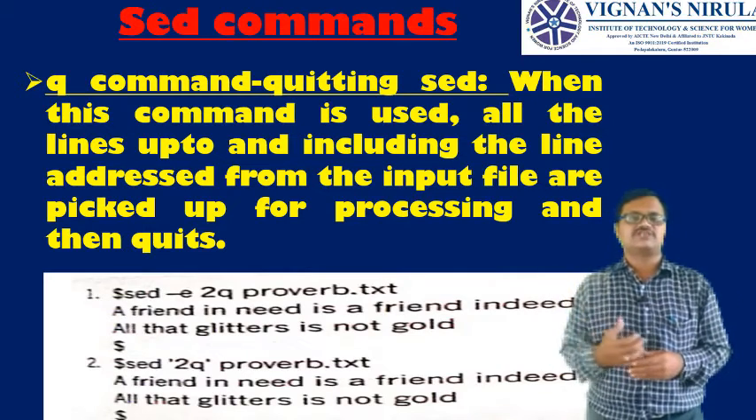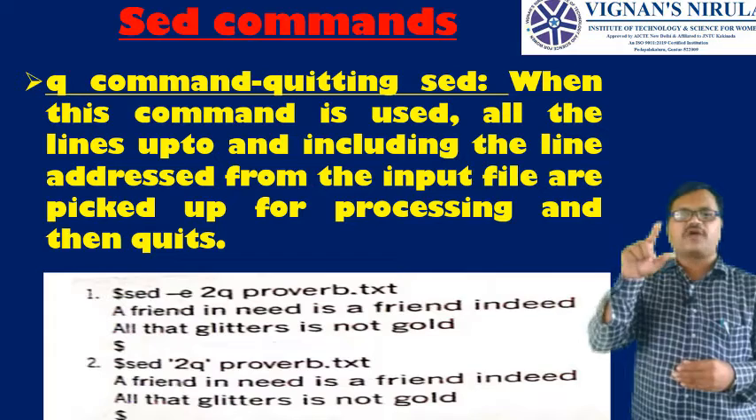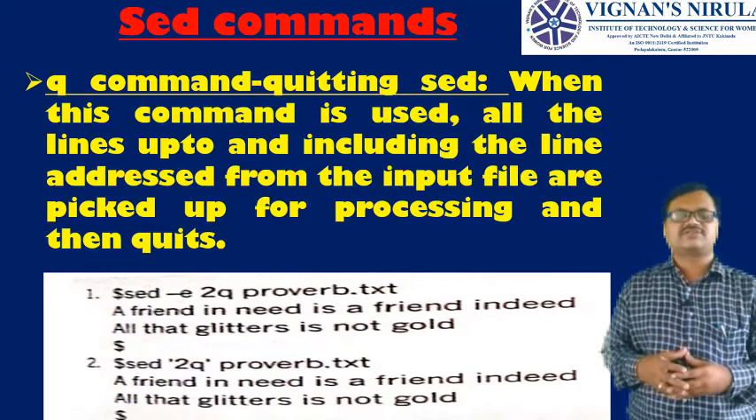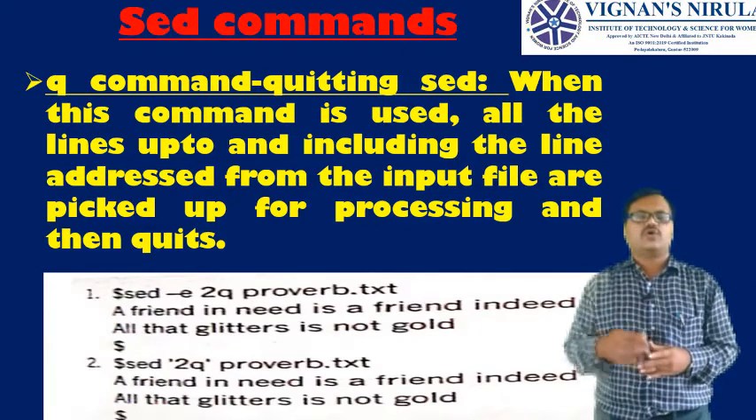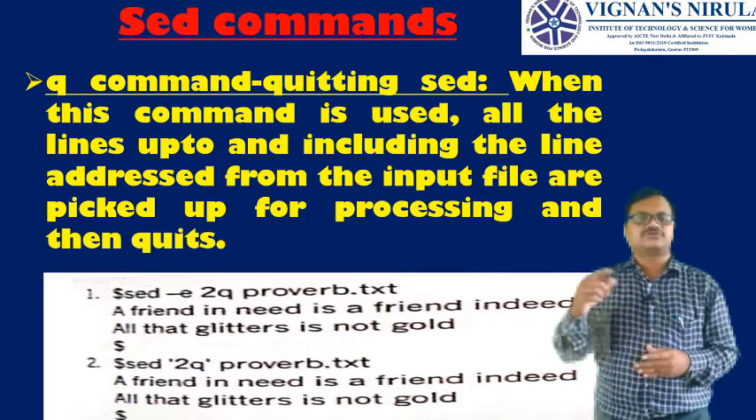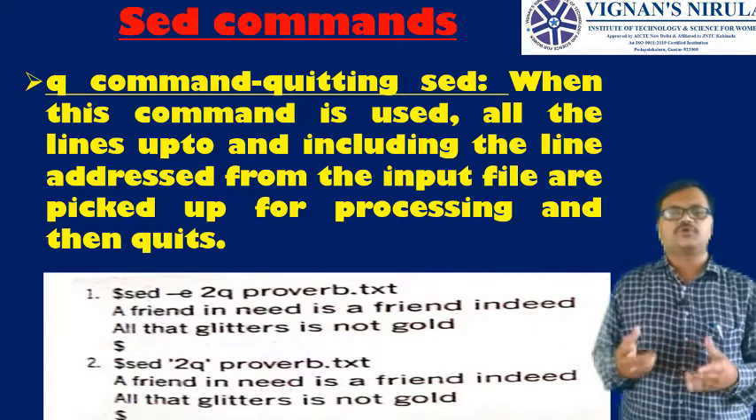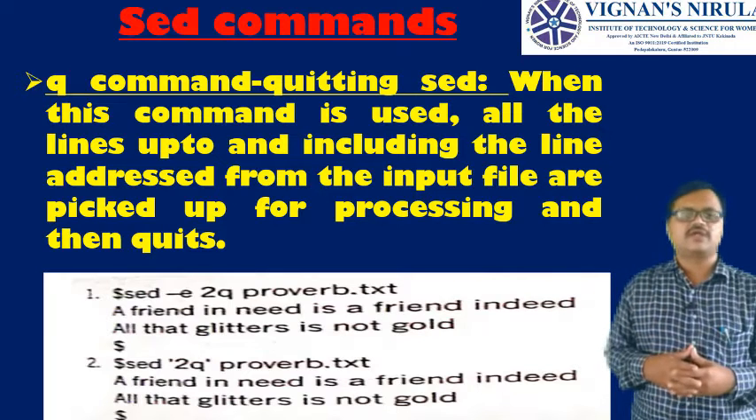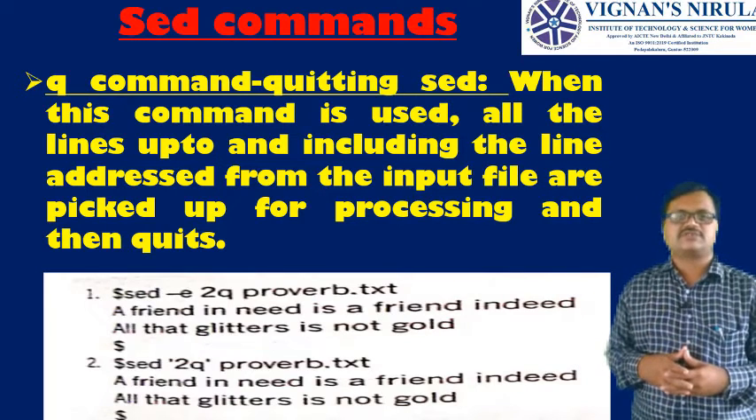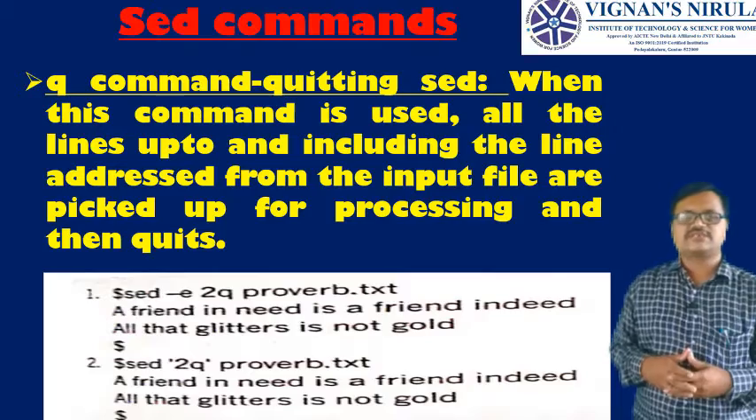In that way also it will display all the 5, since you gave 5. If you give 4, the first 4 lines will get displayed. If you give 3, the first 3 lines get displayed from the file called proweb.txt. If you give 2, the first 2 lines will get displayed from proweb.txt. So this is about the Q command.